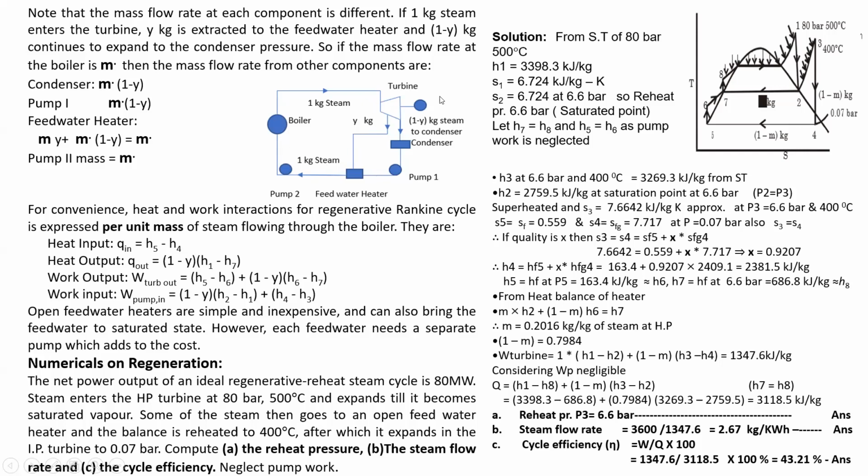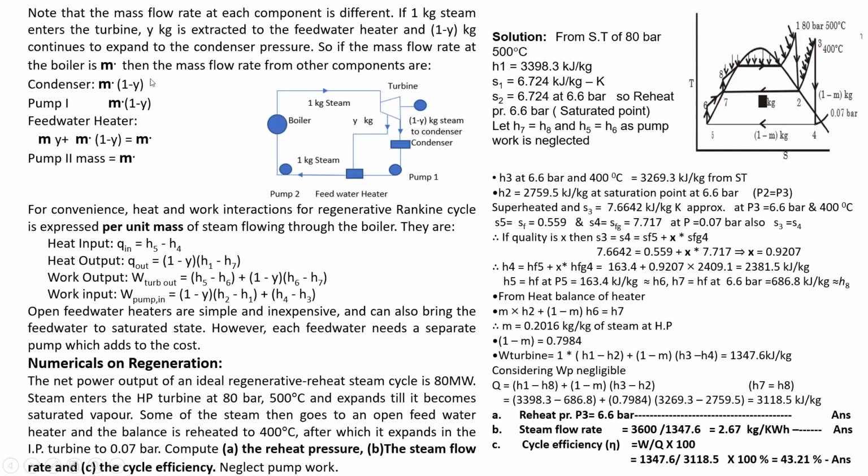Just remember this, 1 kg of steam going, part y and 1 minus y, like that. Okay, note that the mass flow rate is, say, if 1 kg of steam enters the turbine, y kg is extracted to the feed water heater, and 1 minus y kg continues to expand to the condenser pressure.